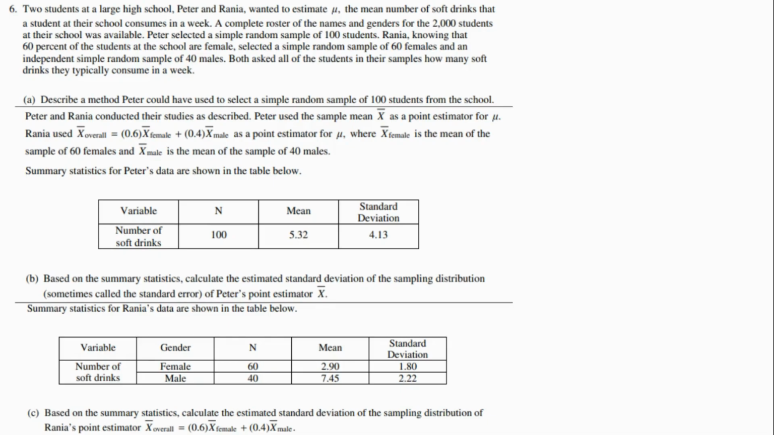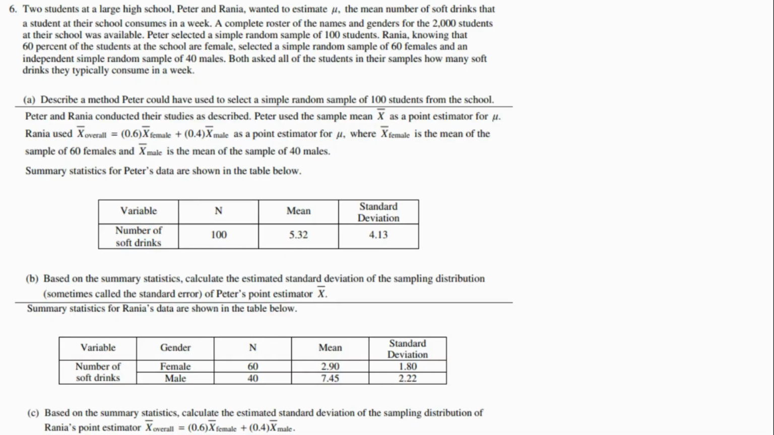Parts A, B, and C on this page are divided by lines because the text kind of crashes because of the limitations of my slideshow. So let's look at Part A. Describe a method Peter could have used to select a simple random sample of 100 students from the school. Again, do not overthink this one. See if you have an answer.